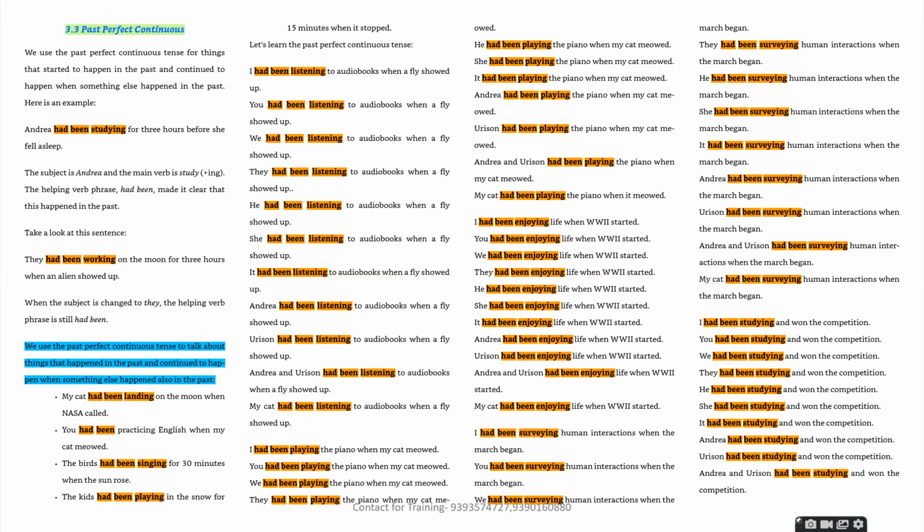Take a look at this sentence. They had been working on the moon for 3 hours when an alien showed up. When the subject is changed to they, the helping verb phrase is still had been. We use past perfect continuous tense to talk about things that happened in the past and continued to happen when something else happened, also in the past.